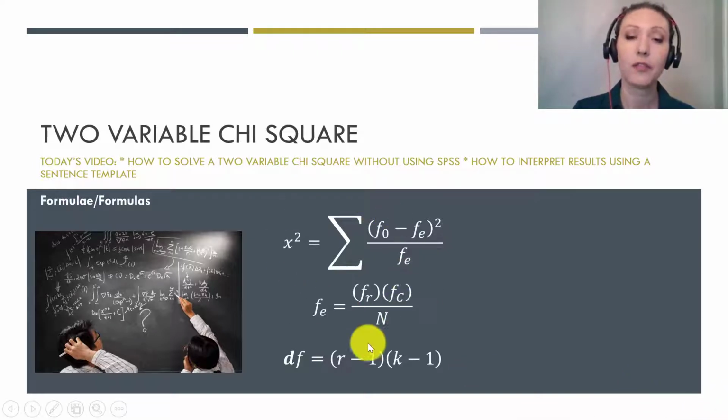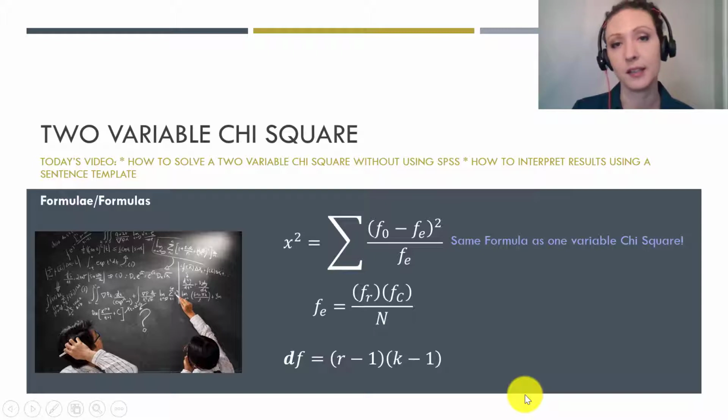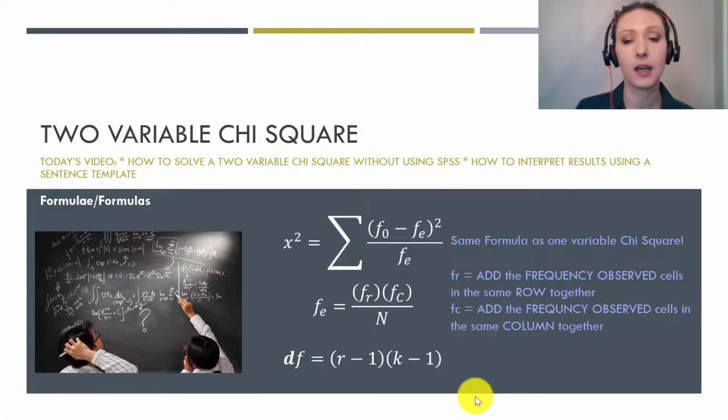Okay, so we have a few formulas here, and this first one right here should hopefully look familiar to you because it's the exact same formula that we use for a one variable chi-square. And then we have a new formula right here. And this is the formula that we are going to use to find our frequencies expected score, okay? And we're going to see a couple new things there.